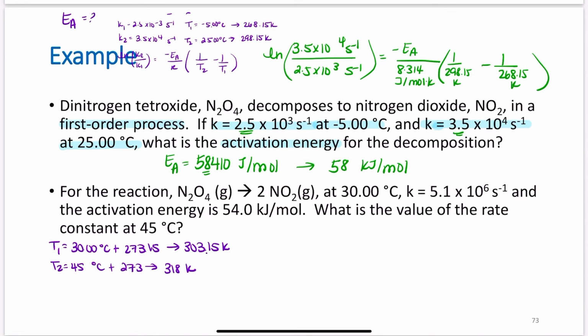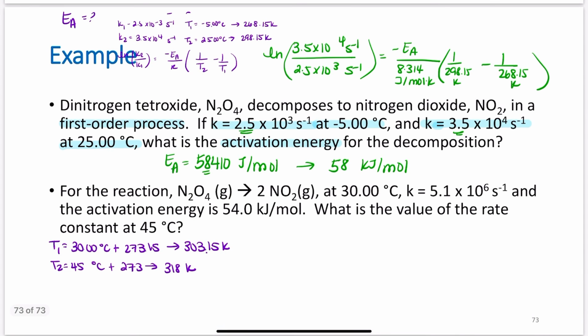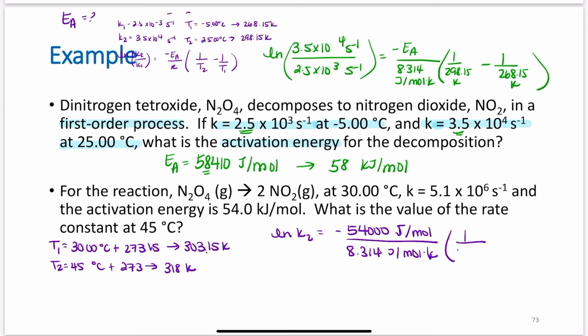You're going to use the same equation. So ln of K2, which is what we're trying to find, equals negative 54,000, I apologize, joules per mole for your activation energy, because I'm going to use 8.314 joules per mole K. You can either keep that in kilojoules, convert R to kilojoules, or convert it to joules. I convert it to joules. I don't care which one you choose. Times 1 over 318 K minus 1 over 303.15 K.